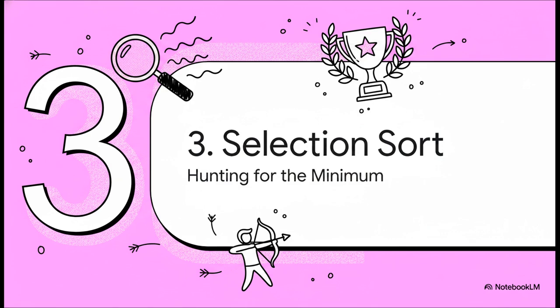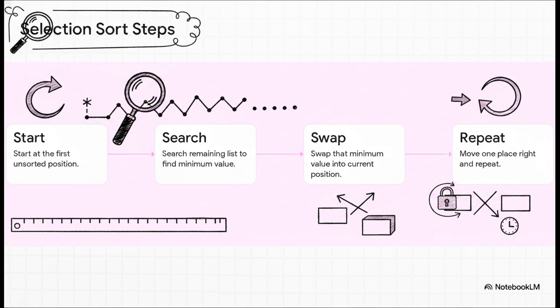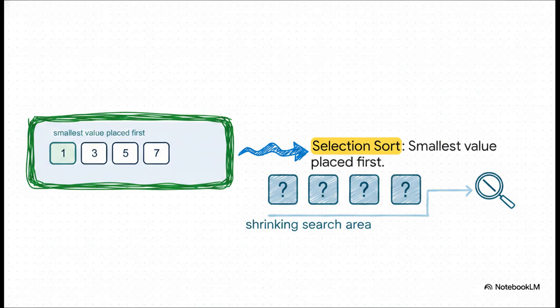Okay, let's switch gears. Section 3, the selection sort method, hunting for the minimum. Instead of constantly swapping with noisy neighbors, selection sort kind of plays the long game. It patiently scans the list, it starts at the first unsorted position, searches the entire remaining list to hunt down the absolute smallest value, and then locks it into place with just one swap. After that, it simply shifts one place to the right and repeats the whole process. The really cool outcome of this strategy is that once that minimum value is located and placed at the front, that specific position never needs to be checked again.